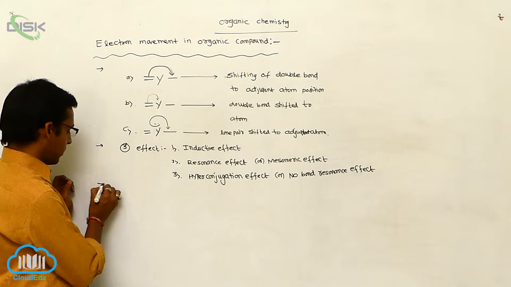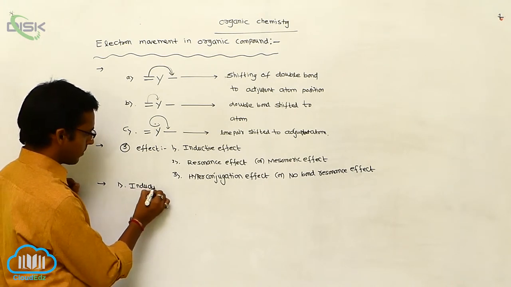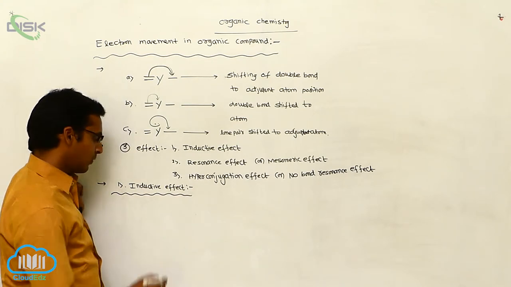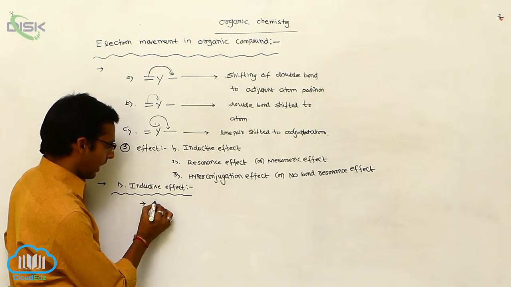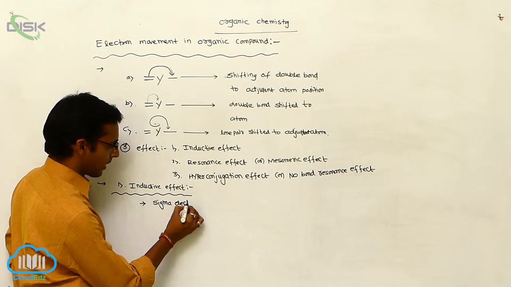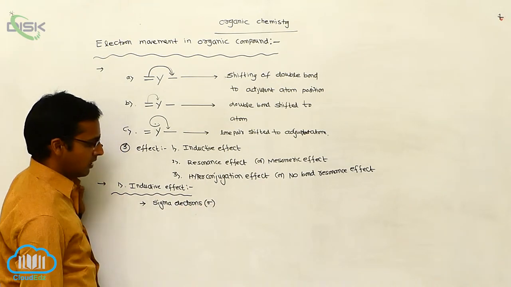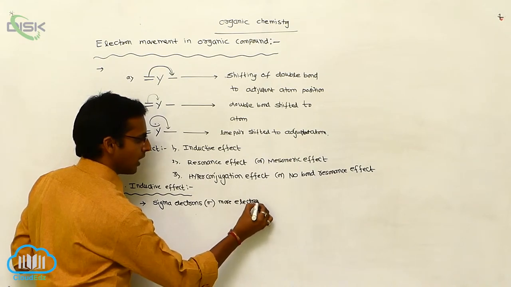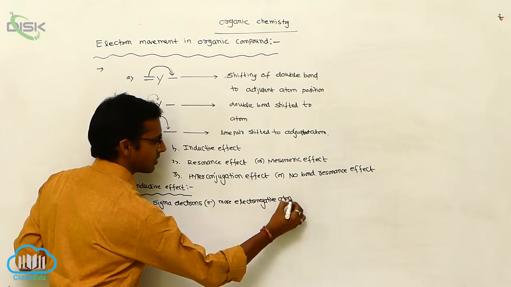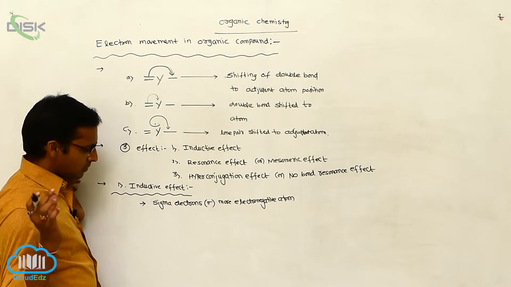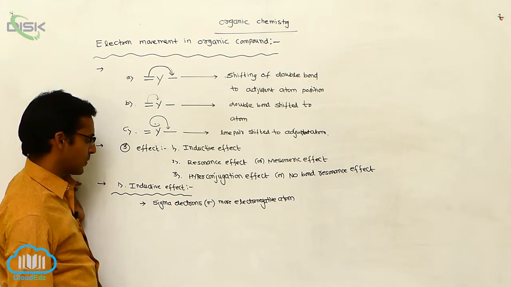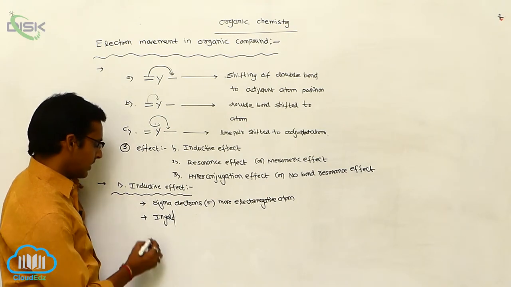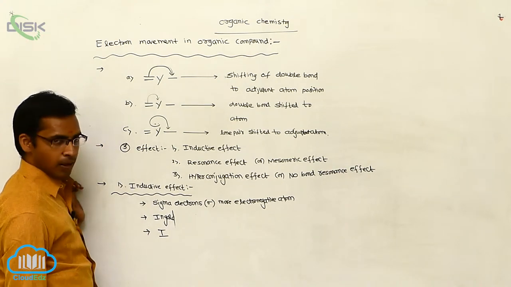Okay. Now the first one is the inductive effect. Inductive effect means the shifting of sigma electrons. Sigma electrons are denoted with the sigma letter. The shifting of sigma electrons towards a more electronegative atom is called the inductive effect. This inductive effect was proposed by Ingold, and it is denoted with a capital I.